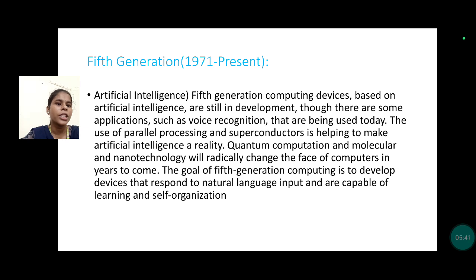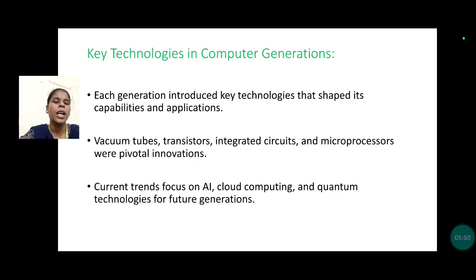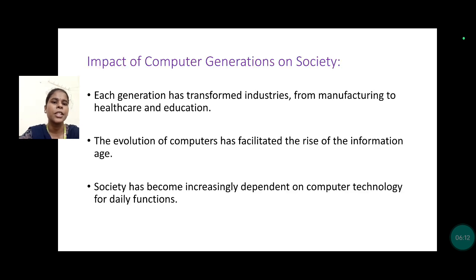The goal of fifth generation computing is to develop devices that respond to natural language input and are capable of learning and self-organization. Key technologies in computer generations. Each generation introduced key technologies that shaped its capabilities and applications. Vacuum tubes, transistors, integrated circuits, and microprocessors were pivotal innovations. Current trends focus on AI, cloud computing, and quantum technologies for future generations.